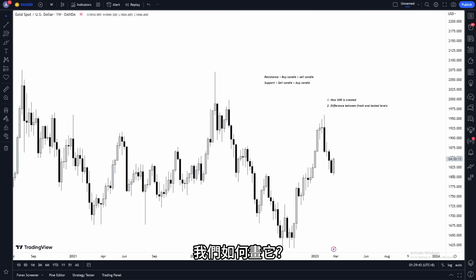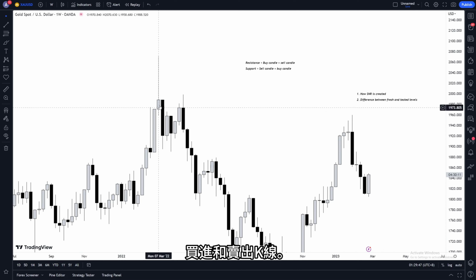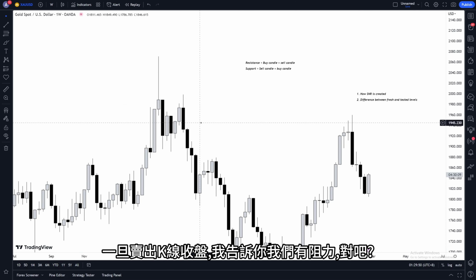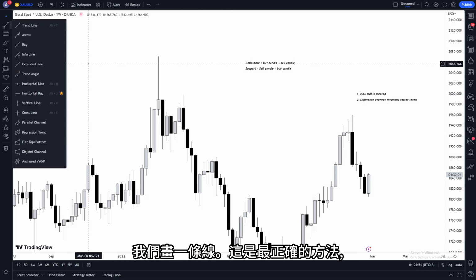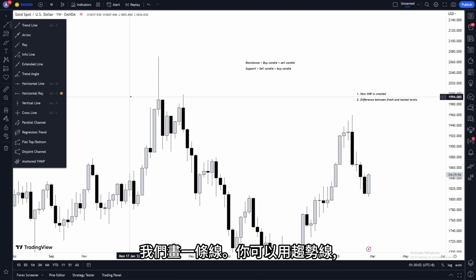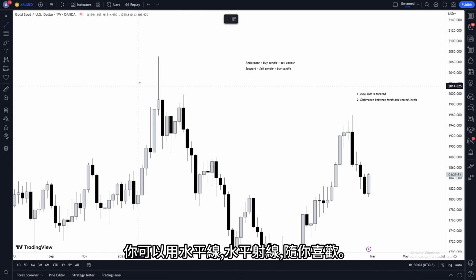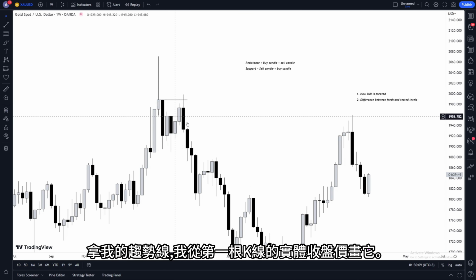Very simple. Remember how I told you we have two candles, right? Buy and sell candle. Once the sell candle is closed, we have resistance. So how exactly do we draw it? We take a line. This is the most correct, the most strict way for us to actually draw it. You can take a trend line, a horizontal line, a horizontal ray, whatever you want. I'm going to use a trend line and straighten it out. I draw it from the body close of that first candle.